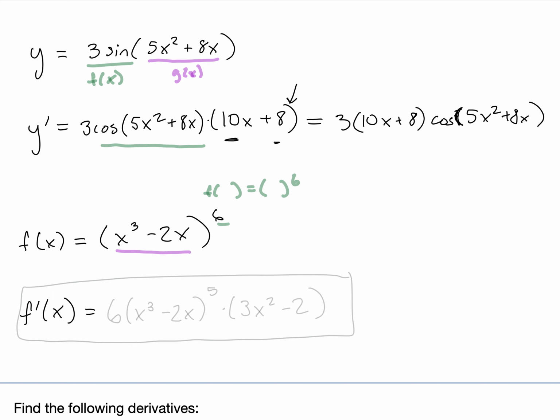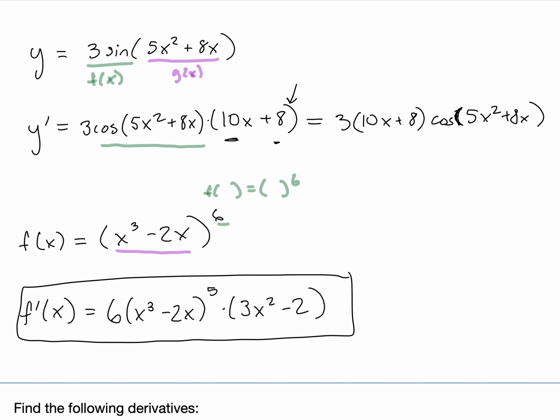The derivative of the outside function, the derivative of something to the 6th power, is 6 times that something to the 6 minus 1, so the 5th power. We leave the inside function alone, and now we multiply by the derivative of the inside. We multiply by the derivative of x cubed minus 2x, which is 3x squared minus 2. And that is our solution.